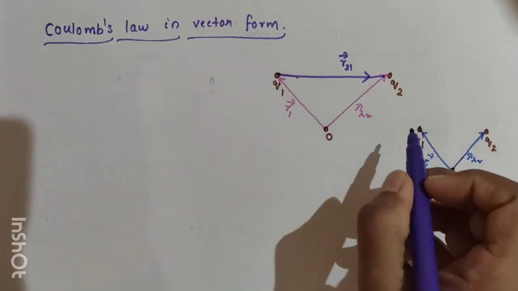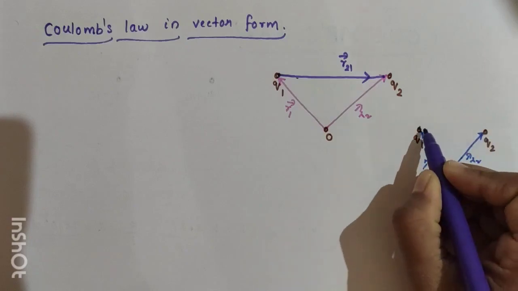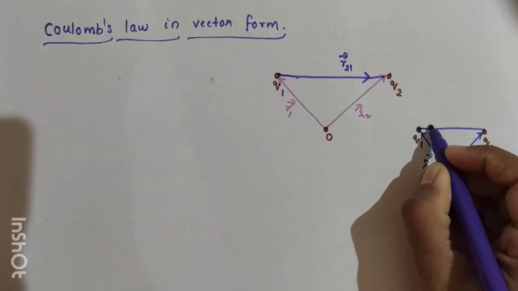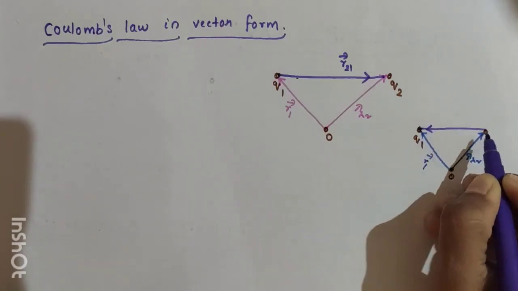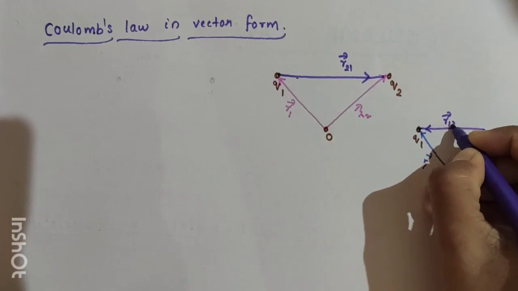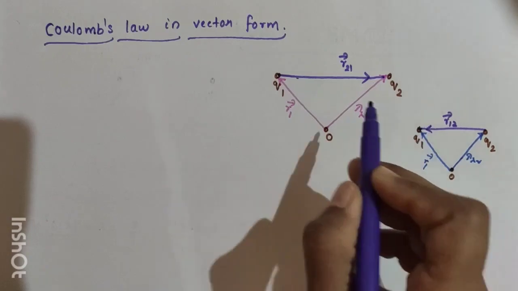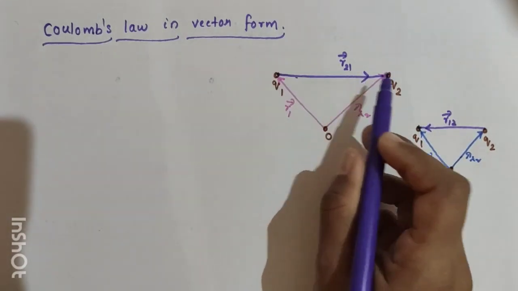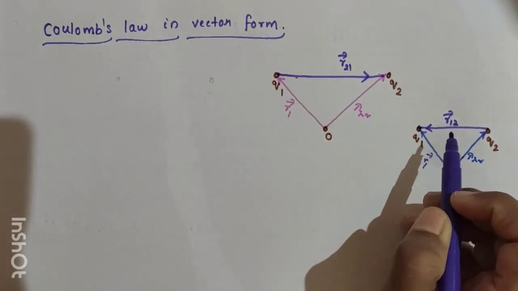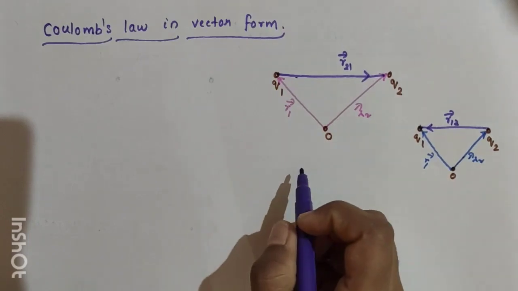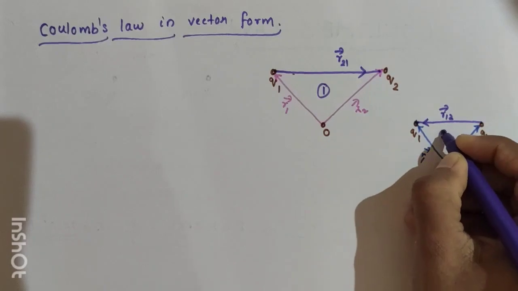Now suppose we are considering the same charge configuration here. If I consider a vector leading to Q1 from Q2, I take it as vector R12. So I hope you got an idea about the difference between vector R21 and vector R12. Vector R21 is the vector leading to Q2 from Q1, and vector R12 is the vector leading to Q1 from Q2. Now consider this figure as figure 1 and this as figure 2.